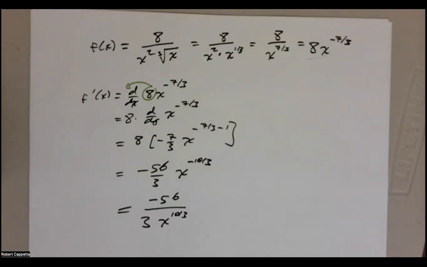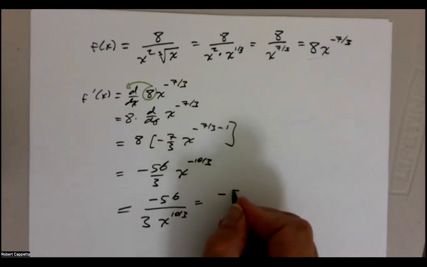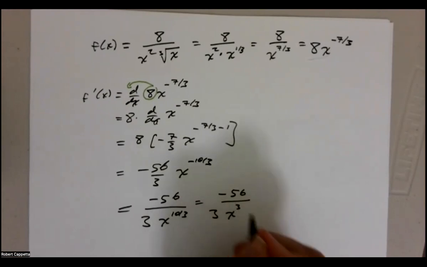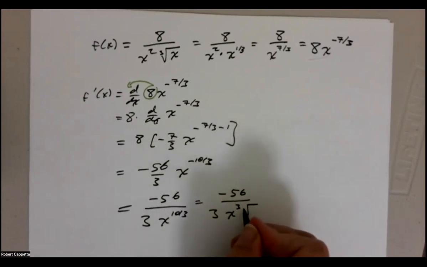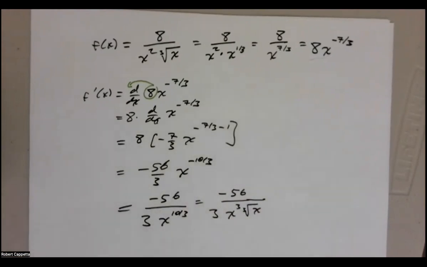Now, there's other things you could do with it. I'm perfectly fine with this answer. 10/3 is 3 1/3. So that's the same thing as negative 56 over 3x cubed, 3 1/3. You could write your answer that way, but like I said, I'm perfectly fine with that one. That's reasonable. And then we get to our last question here on this problem, which is 7x squared minus 5x plus 2 over the square root of x to find dy/dx.